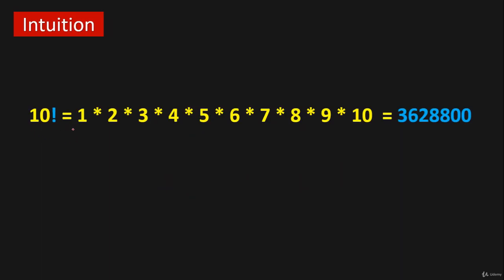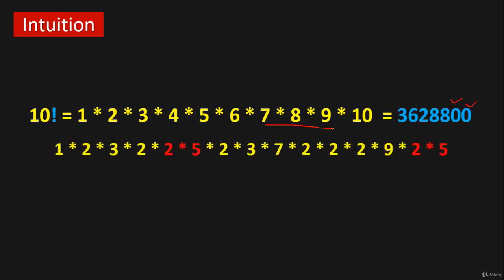For factorial of 10, we have 1 times 2 times 3 times 4 times 5 times 6 times 7 times 8 times 9 times 10. And that's equivalent to this number. In this number, we see we have 2 trailing zeros. If we rewrite this, then we get it like this. So here we see that we have 1, 2, 3, 4, 5, 6, 7, 8. Total 8 multiples of 2.